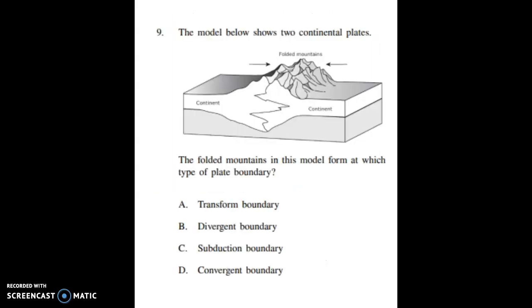Question 9. The model below shows two continental plates. The folded mountains in this model form at which type of plate boundary? A. Transform boundary. B. Divergent boundary. C. Subduction boundary. Or D. Convergent boundary.